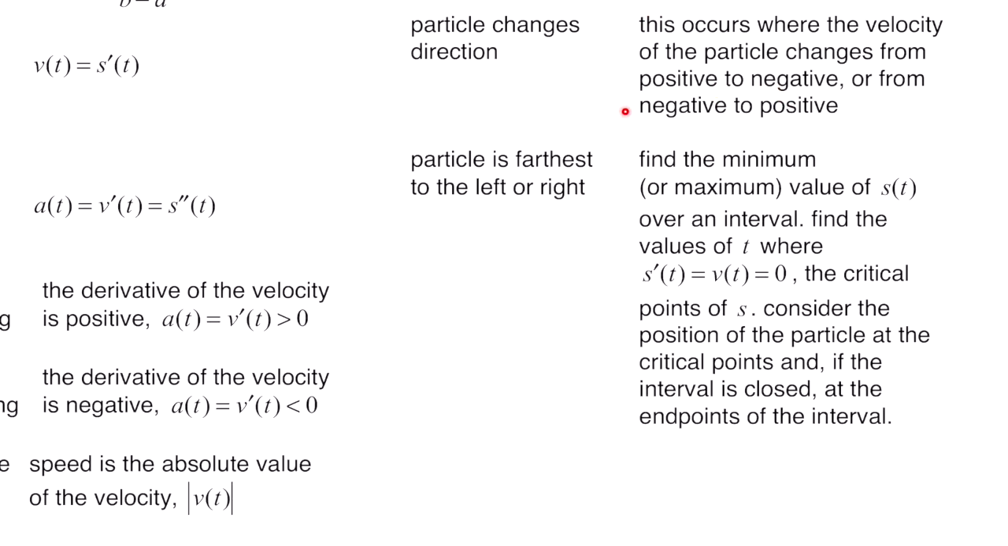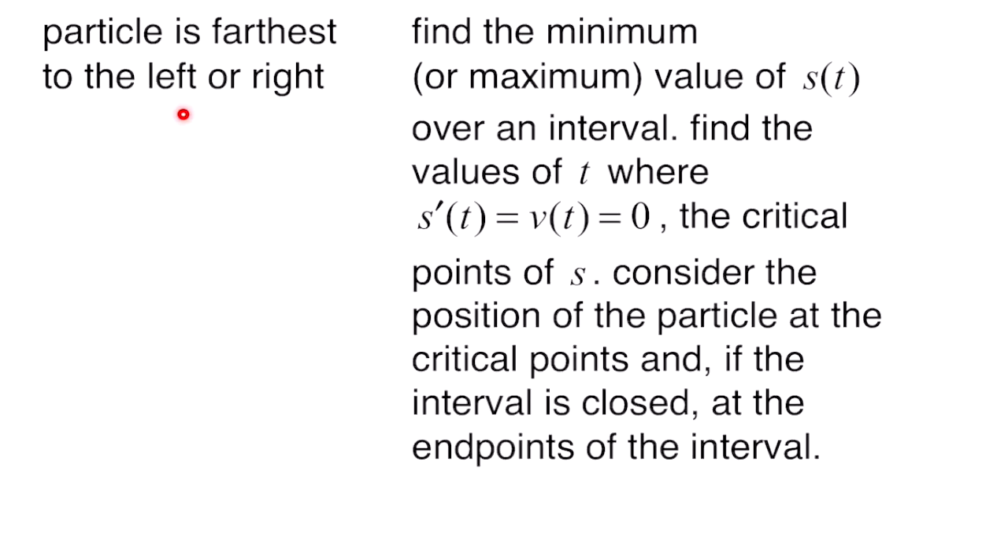So to figure out where the particle changes direction, you would take the velocity and set it equal to 0 to find where the particle is at rest. Then you would put that on a number line, and you can test values around that value to figure out where velocity is positive versus negative, and then anytime velocity changes from positive to negative or vice versa, that's where the particle changes direction.